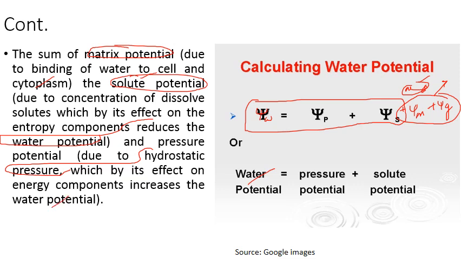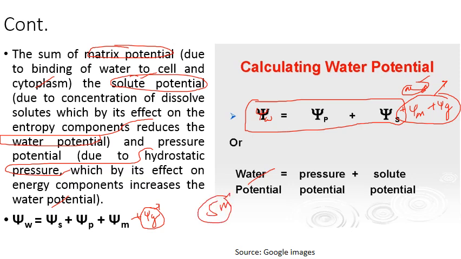So simply this is the equation, that is psi W is equal to psi S plus psi P, that is solute potential plus pressure potential plus matrix potential. In addition to this, there is another potential that is called gravity potential, and this is applicable for plants of height beyond 5 meters. Then we consider it.